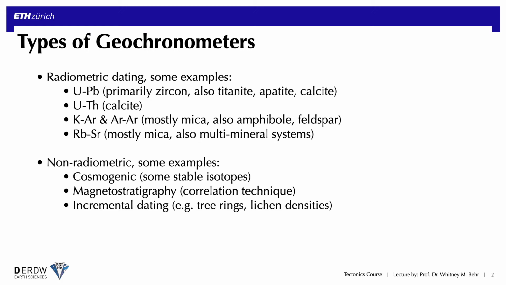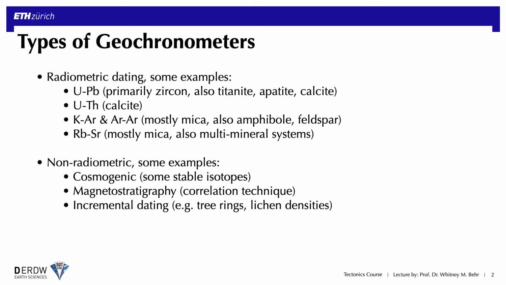Radiometric techniques resolve time by comparing the ratio of radioactive isotope to the daughter product also present in the rock. These are all techniques I've listed here that I'm sure you've heard of. Uranium lead is very commonly used, typically on zircon. But more recently, as analytical precision has improved, it's applied to other uranium-bearing minerals such as titanite, apatite, even calcite. And then uranium thorium or U series dating applies to calcite and is commonly used to date corals or speleothems.